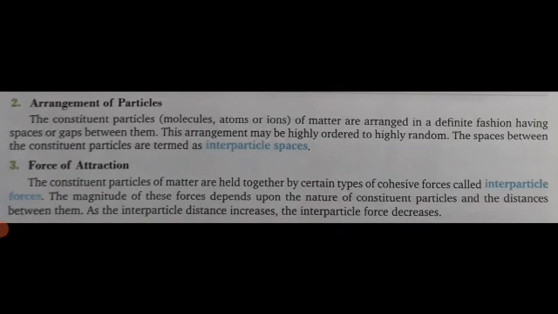And the second point of this kinetic theory of matter is the arrangement of particles. The constituent particles like atoms, ions, or molecules of matter are arranged in a definite fashion having a space or gap between them. This arrangement may be highly ordered to highly random. The space between these constituent particles is referred to as interparticle space and intermolecular space.